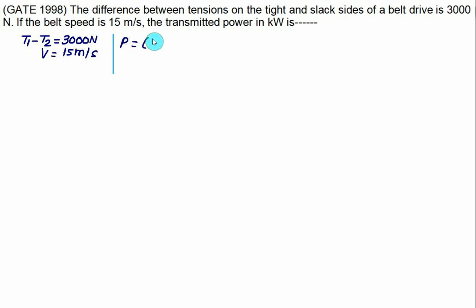So power is the same as T1 minus T2 multiplied by linear velocity V. We have T1 minus T2 equal to 3000 multiplied by velocity 15. This answer will come in watts, so you have to divide this by 1000. So our answer is 45 kilowatt.